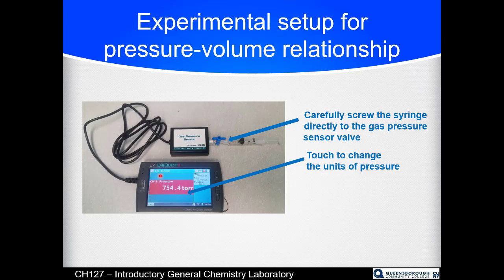You'll just read the pressure on the screen. You can change the units if you want to have it in something other than torr, although I don't know why you necessarily would. Torr, or millimeters of mercury, is totally fine for this experiment. You don't need it in atmospheres.